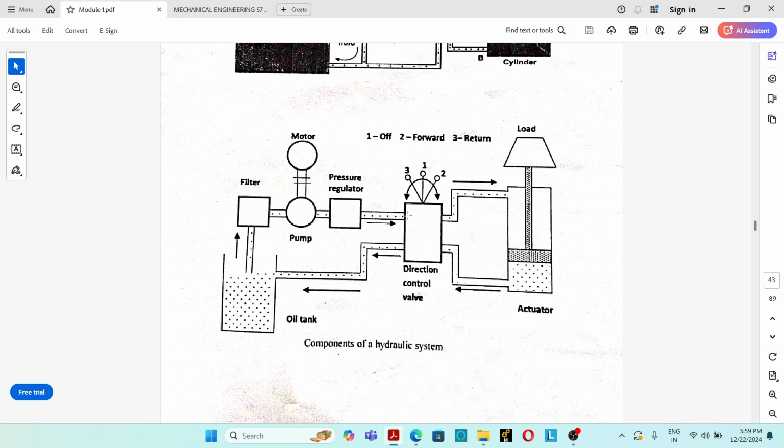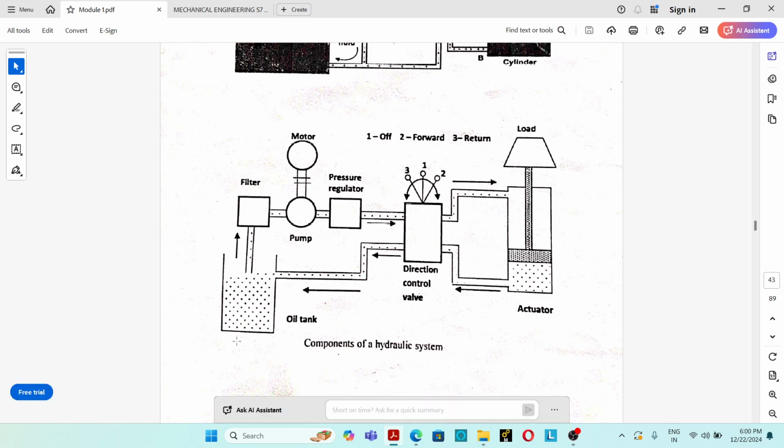So what are the components of a hydraulic system? You can expect this as an essay question, a very important question. Explain the components of hydraulic system, with a schematic diagram. The main components of a hydraulic system are hydraulic reservoir, hydraulic filter, pump connected to an electric motor, pressure regulator, direction control valve, and actuator, the hydraulic actuators. So we can discuss one by one the functions of each component in a hydraulic system.